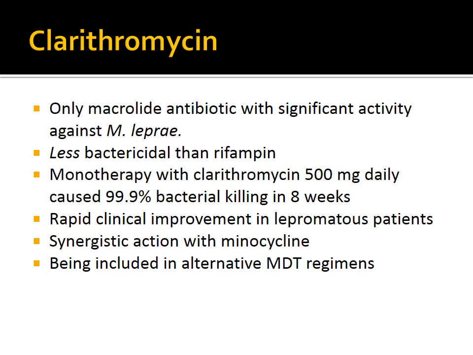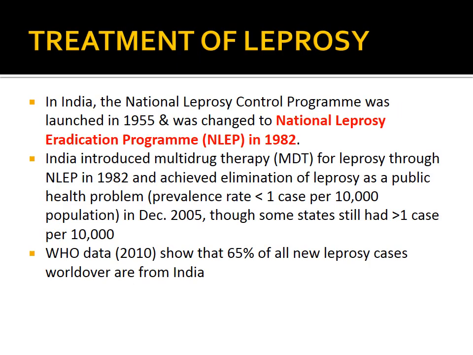Okay. So 3 drugs we have seen: Ofloxacin, Minocycline, and Clarithromycin. All of them have a bactericidal activity against Mycobacterium leprae, and they can be useful in alternative regimens provided there is no response to, or resistance to, Rifampin or Clofazimine. Now coming to the main important thing, the pharmacotherapy of leprosy.